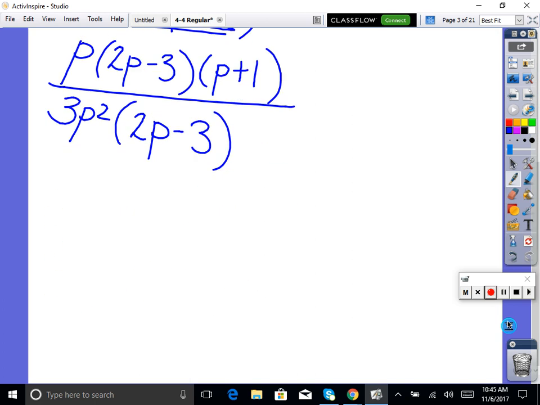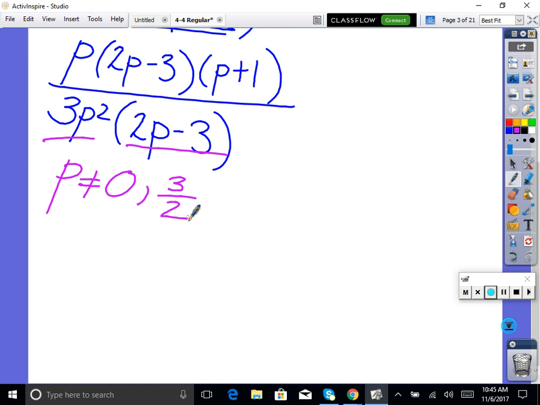Now we'll state our restrictions. That's really important that you state the restrictions before you divide anything out. P cannot equal what for that piece? 0. Does anyone need me to go into more detail on that? If so, I really can, but if we're all good with that, I don't need to. And what for this piece?